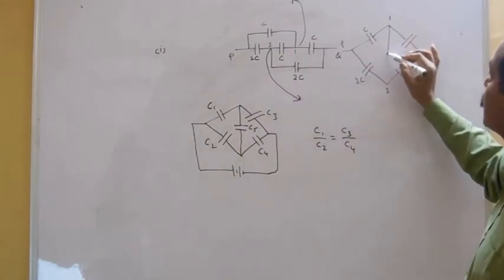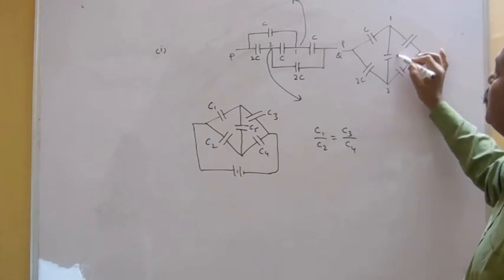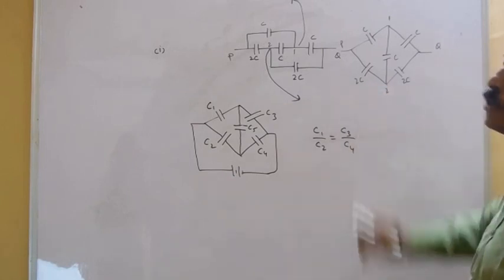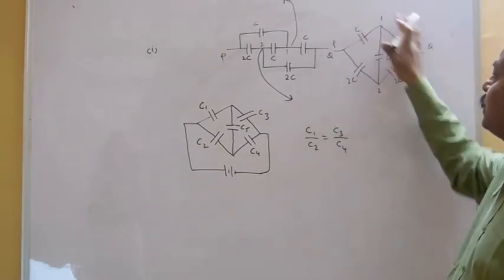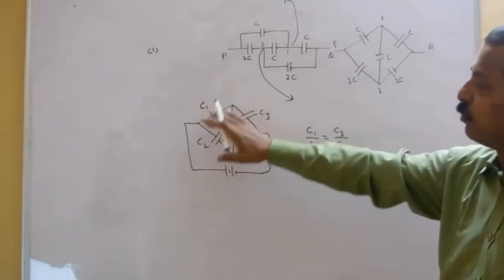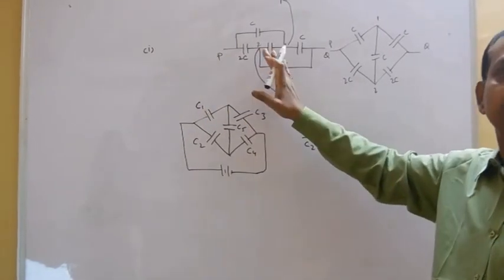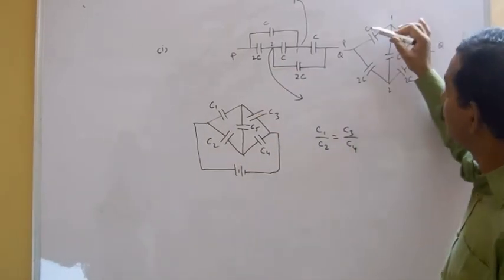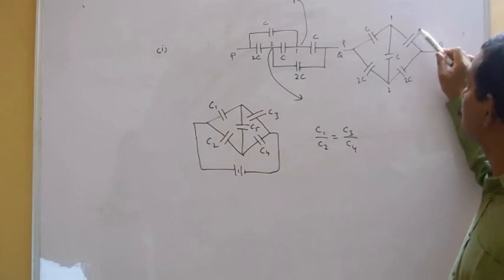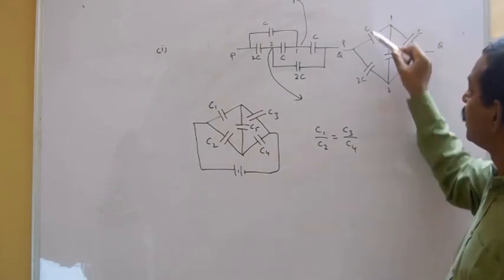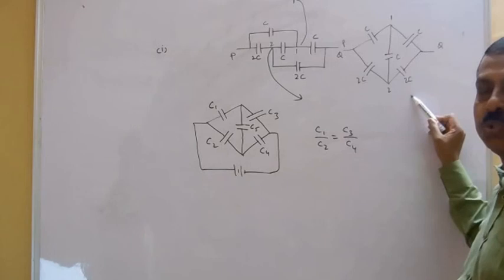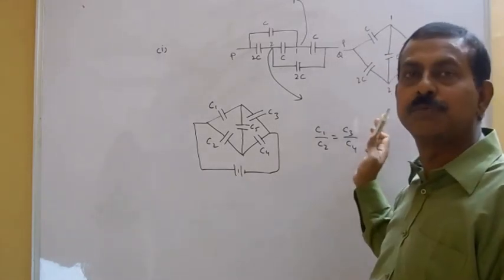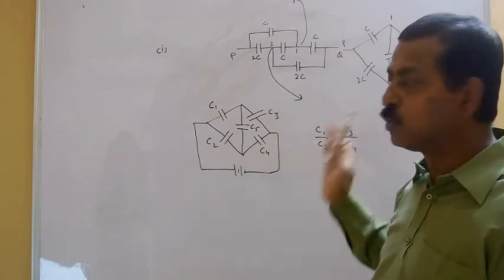Whereas between 1 and 2, you have this capacitor, C. So this is your C, this is your 2C. This is point Q. So basically, this is the same as a Wheatstone bridge arrangement in a modified form. Here you can see that this is C1, this is C2, this is C3, this is C4, and the ratio C by 2C, C by 2C is equal. So in this case, it is in the balanced state of a Wheatstone bridge.